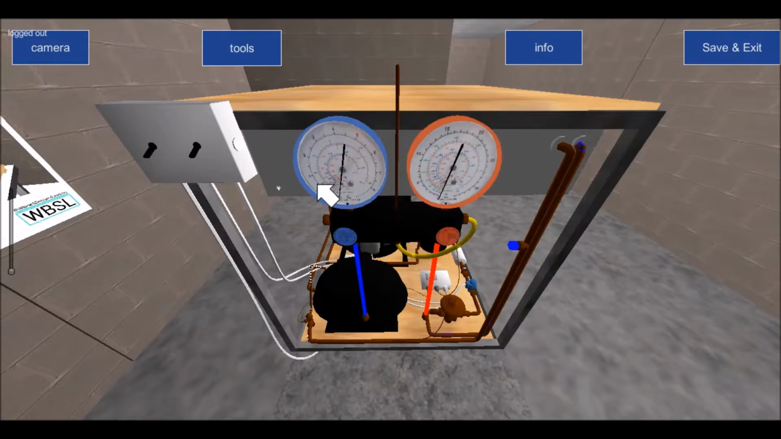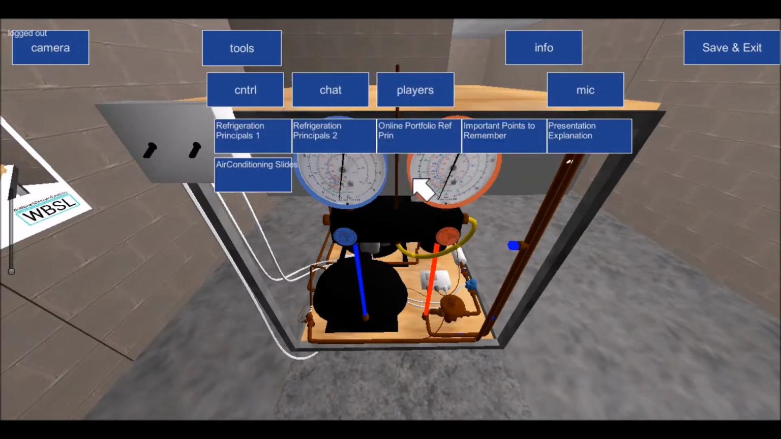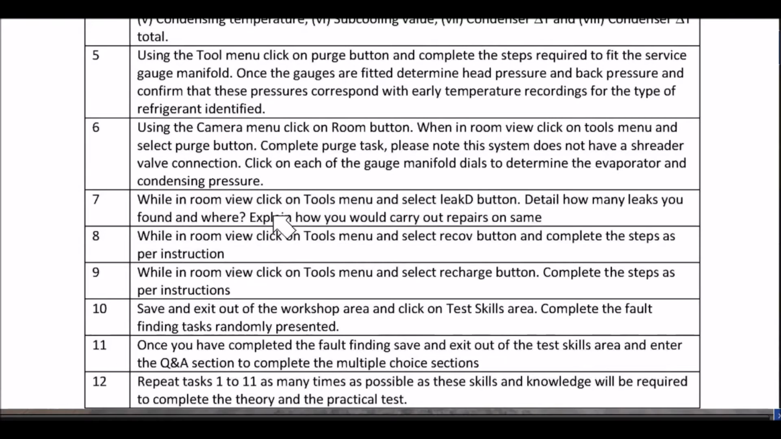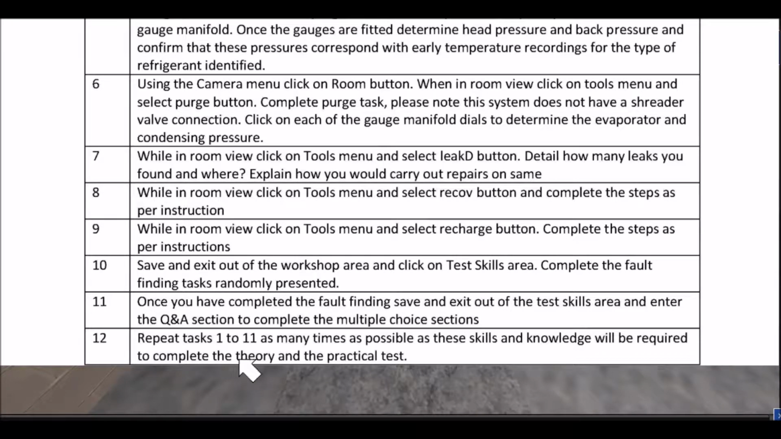So the portfolio is in here. It should be there. All right. And effectively, what we want you to do is, by using the simulator, complete, I think there are actually 12 exercises. So we want you to complete these 12 exercises.